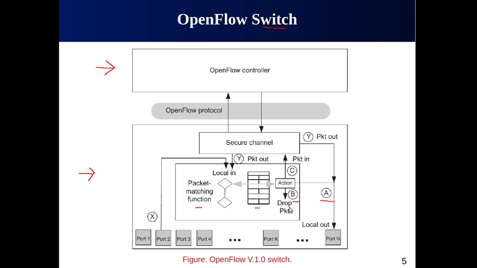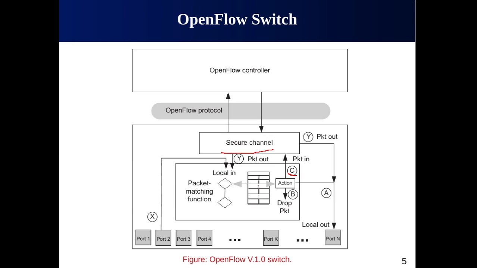Case number B, drop the packet. If the packet doesn't meet any criteria in the table, then we can drop the packet. Although we can send it to the controller, we will see that in case number C. So case number B, simply drop the packet, while case number C, pass the packet to the controller. In case C, the packet is passed to the controller over a secure channel as shown here. If the controller has either a control message or a data packet to give to the switch, the controller also uses this same secure channel in the reverse direction.